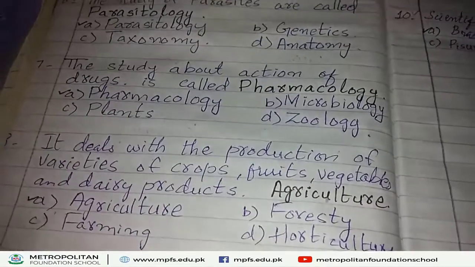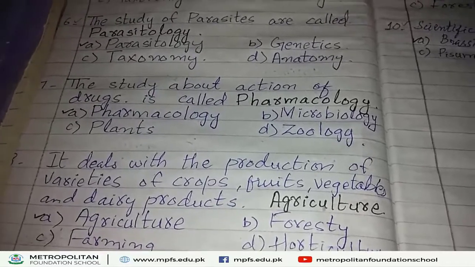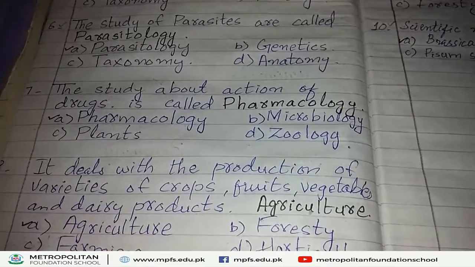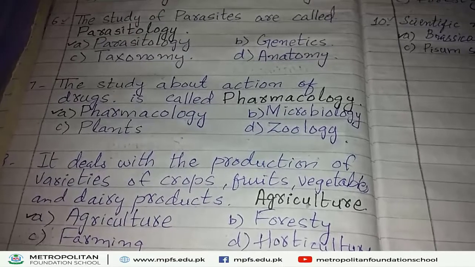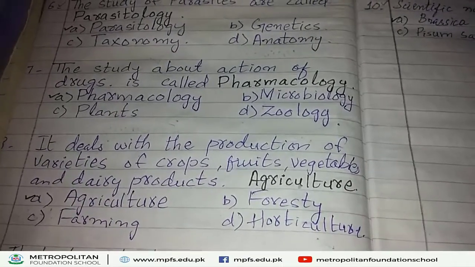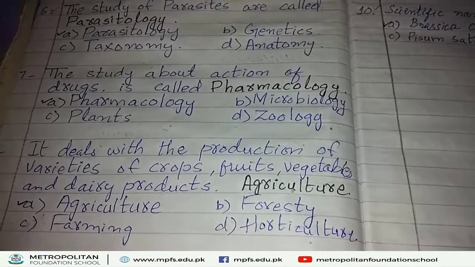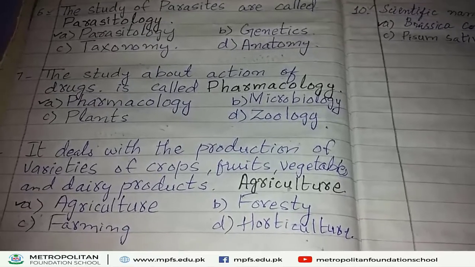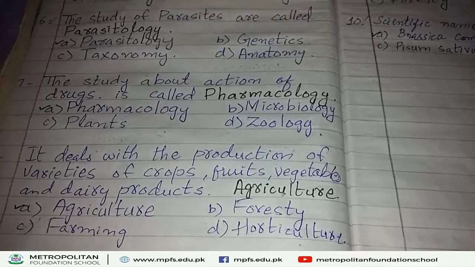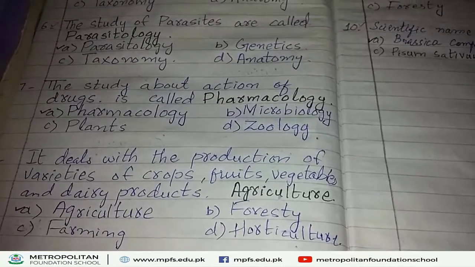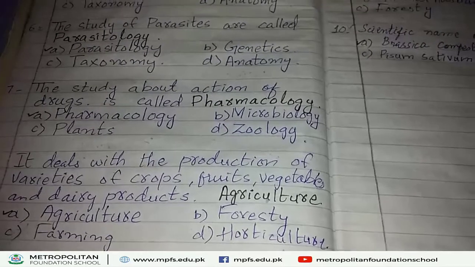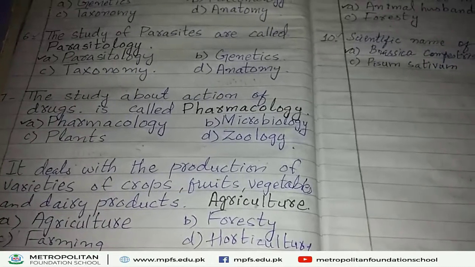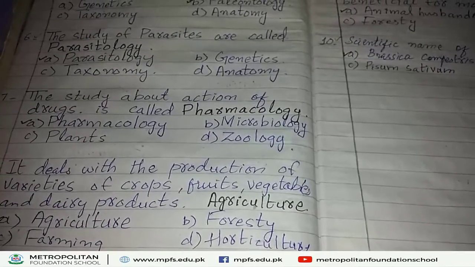Next, it deals with the production of varieties of crops, fruits, vegetables, and dairy products. Option A, agriculture, option B, forestry, option C, farming, option D, horticulture. Students, the branch of biology in which we study about production of varieties of crops, fruits and vegetables and different dairy products, this branch of biology is called agriculture.